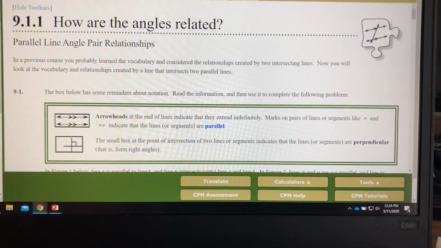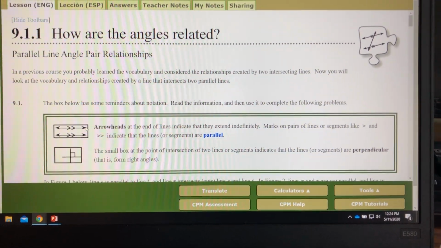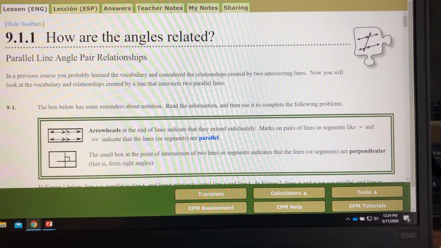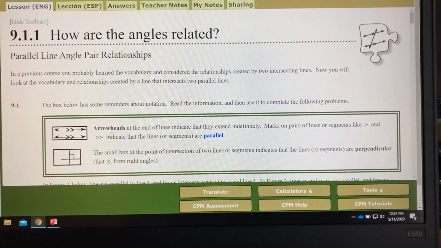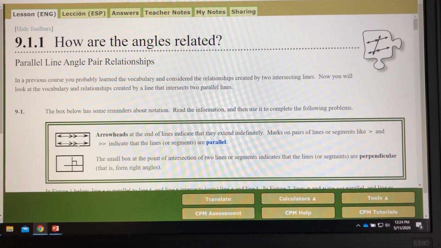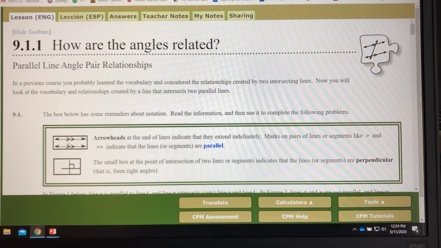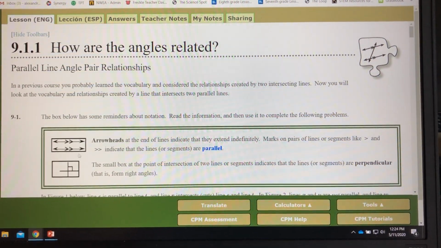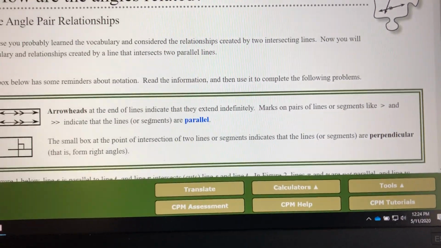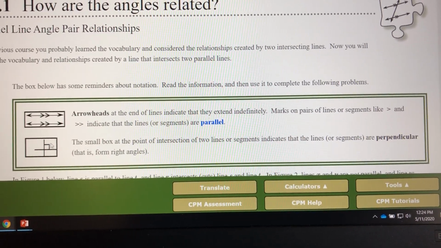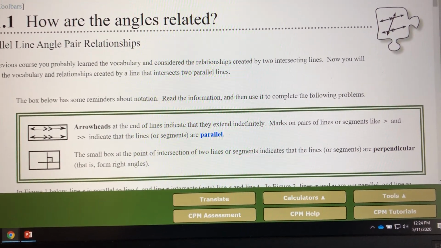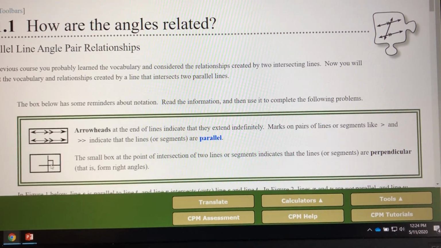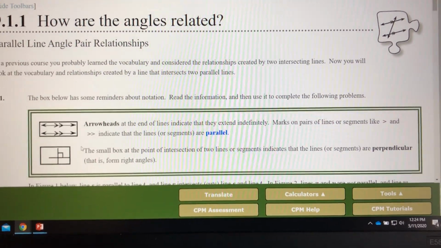But it's talking about the arrowheads at the end, like what I talked about during the Google Meet, how the arrows on the end show that the line goes on indefinitely. And the arrows on the inside, if they're matching arrows, mean those two lines are parallel, so they'll never intersect. And then, of course, this small box right here shows that that's a 90-degree angle. So if you ever see a little box in between two lines, that means that those form a right angle.